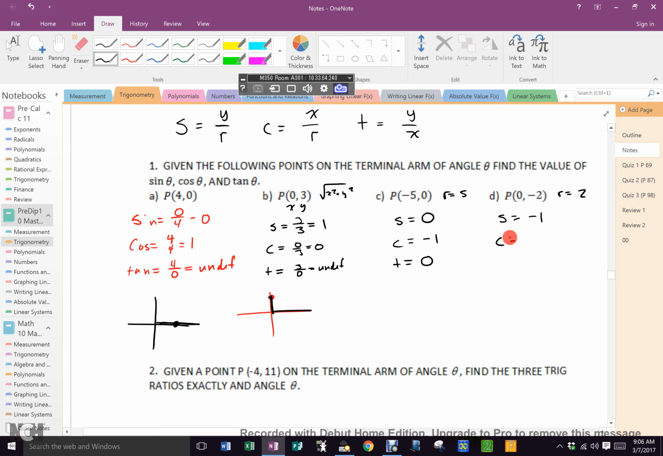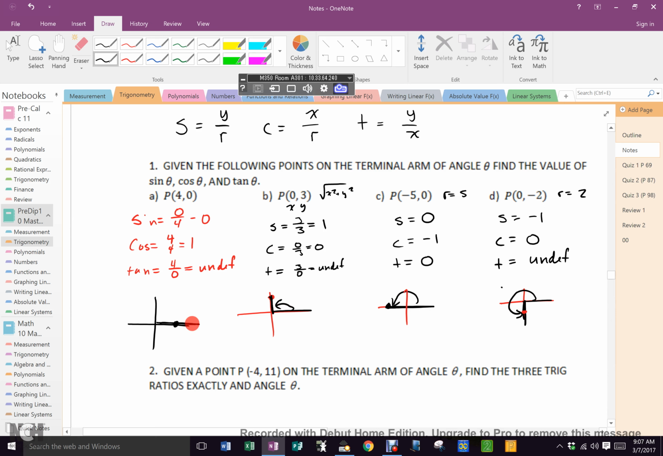Negative 1. What's the cos? 0. What's the tan? Undefined. Oh, yay! Because what's this guy? Negative 5, 0. Oops. Yep. Another 180 degreer, right? What's this guy? Down there. So it's around to that, up to that, and nowhere.